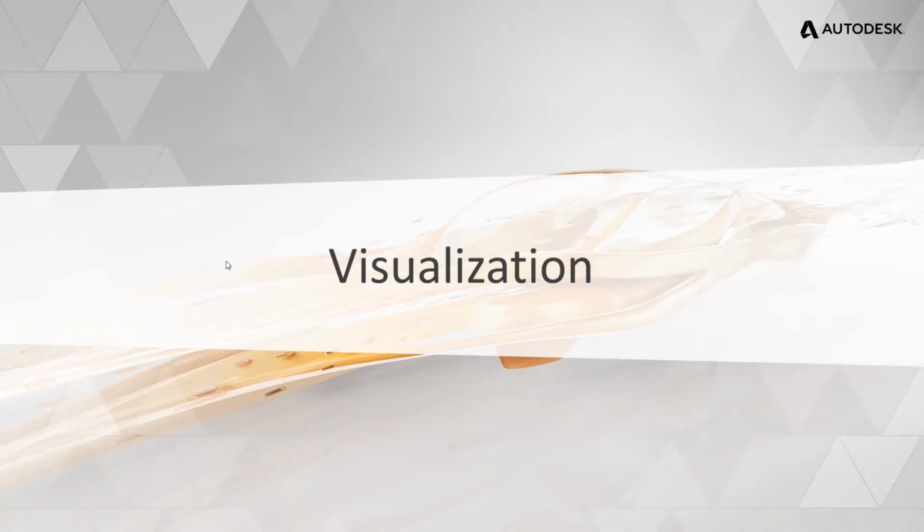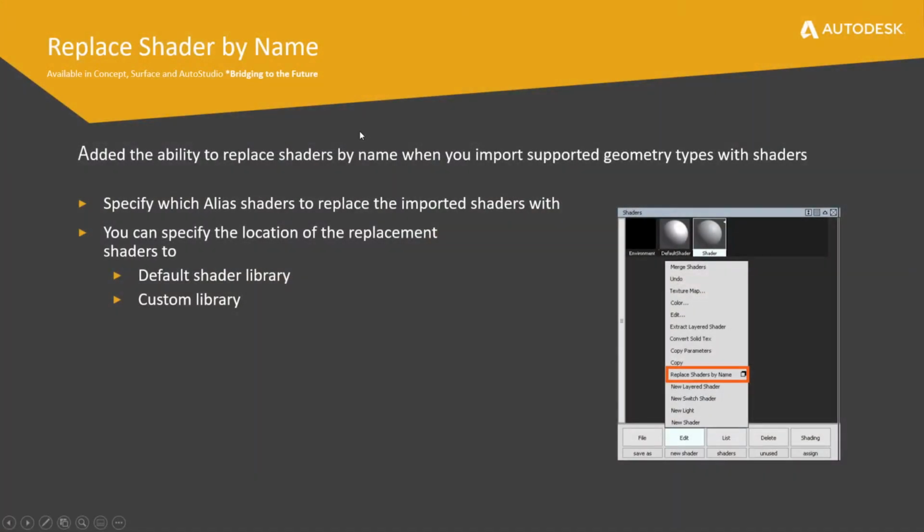So let's carry on with the next video in the series about Alias 2021 and what's new. So we're going to have a look at the visualization tools within Alias that have changed and have been updated in 2021. So we've added in a new option in the multi-lister to replace shaders by name.